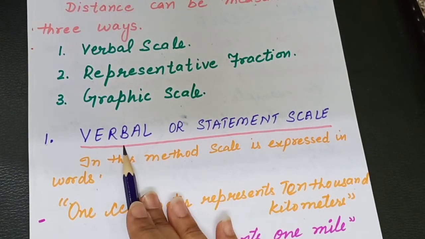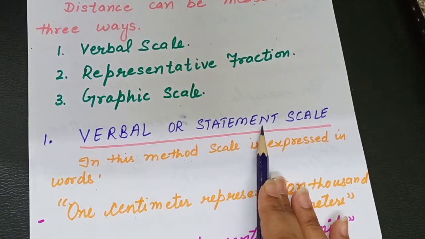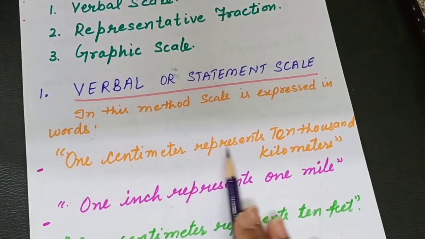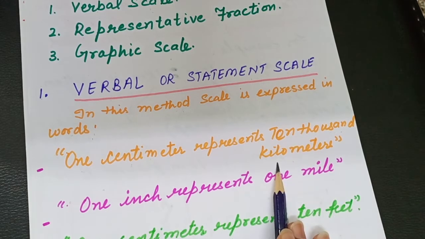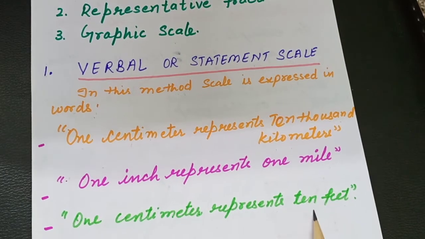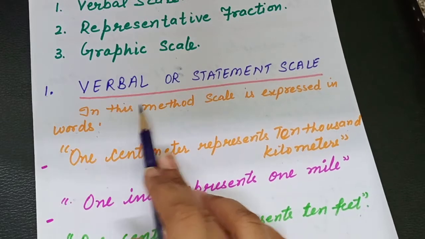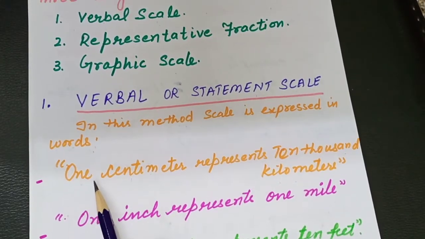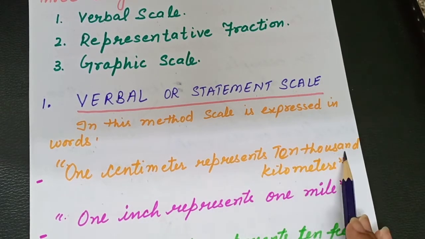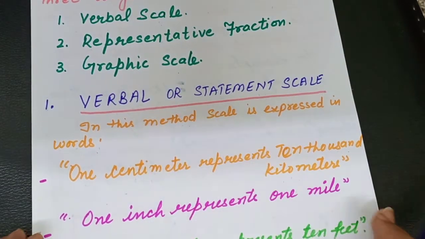In this form, verbal or statement scale is expressed in the form of statement. Scale is expressed in the form of words. For example, 1 centimeter represents 10,000 kilometers. 1 inch represents 1 mile. 1 centimeter represents 10 feet. So in this form of verbal scale, it is like 1 centimeter on the map represents 10,000 kilometers on the ground. So this is what verbal scale is.